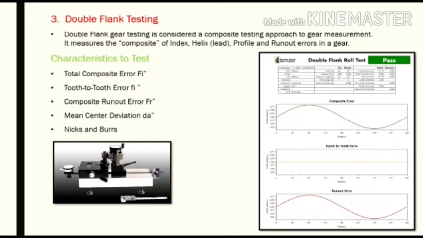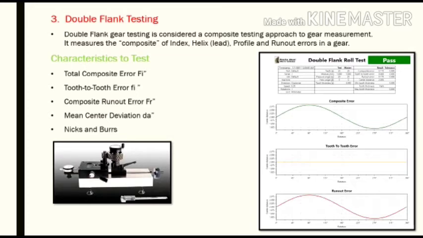So now, what is composite testing? Composite testing of gear consists in measuring the variation in center distance when a gear is rolled during the testing. Now the characteristics to test. Total composite error Fi'' comprises tooth-to-tooth error and runout error.